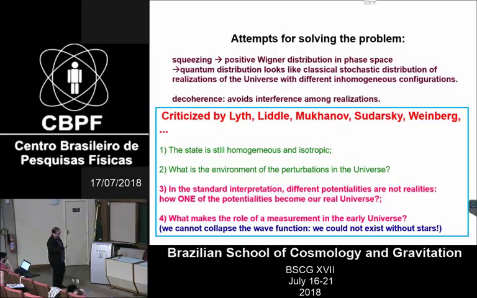Well, the usual attempt to solve this problem is by saying that, either in inflation or in a contracting phase, this vacuum state is squeezed. As it is squeezed, it gives rise to a positive Wigner distribution in phase space. And this quantum distribution looks very much like a classical stochastic distribution of realizations of the universe with different inhomogeneous configurations, and decoherence should avoid interference among these realizations. So as the state evolves, it gives rise to this classical stochastic distribution of realizations with different inhomogeneous configurations, and they do not interfere.